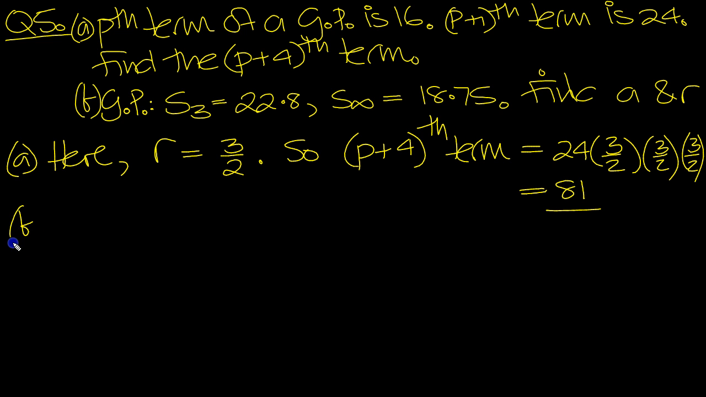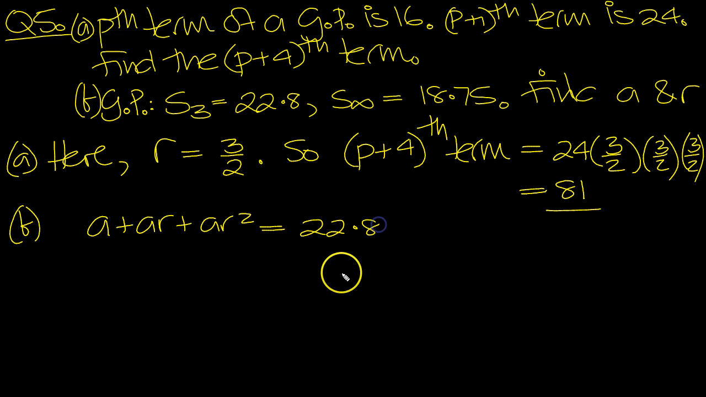Part B. The sum of the first three terms is that. S infinity is that. Find A and R. S3, well that would be A plus AR plus AR squared, wouldn't it? That's 22.8. Okay, so that's that. And then we've got A over 1 minus R is equal to 18.75. That's the sum to infinity.